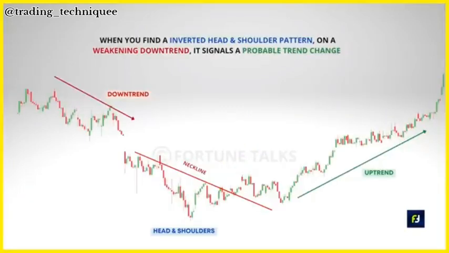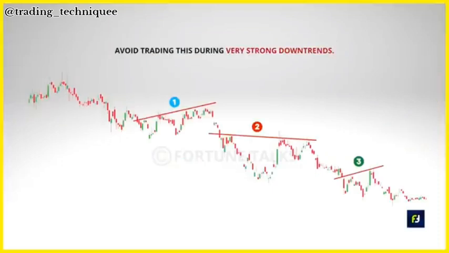Another opportunity to trade this pattern is when you spot this pattern at the end of the downtrend, and the inverse head and shoulder pattern acts as a confirmation that the existing downtrend is weakening and there is a possibility that the market might reverse and move higher. But make sure that you don't trade this pattern in a very strong downtrend because the possibility of trend change is very low in such instances.